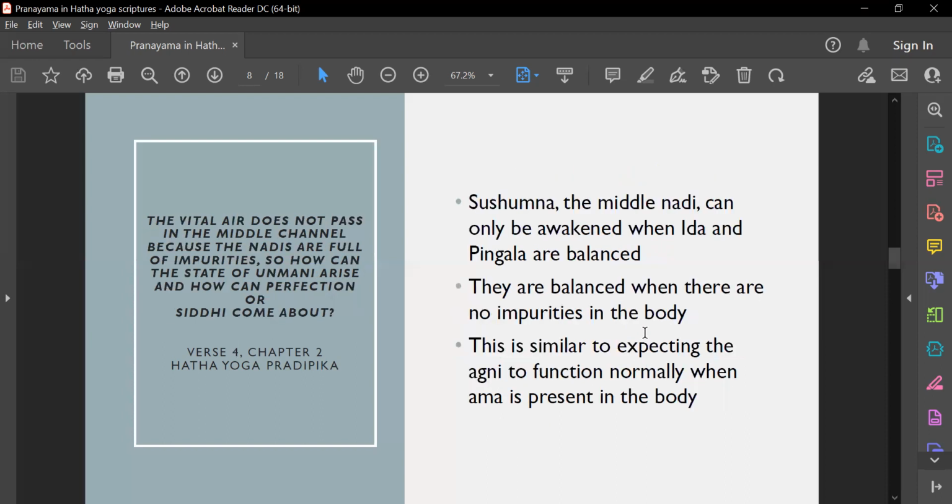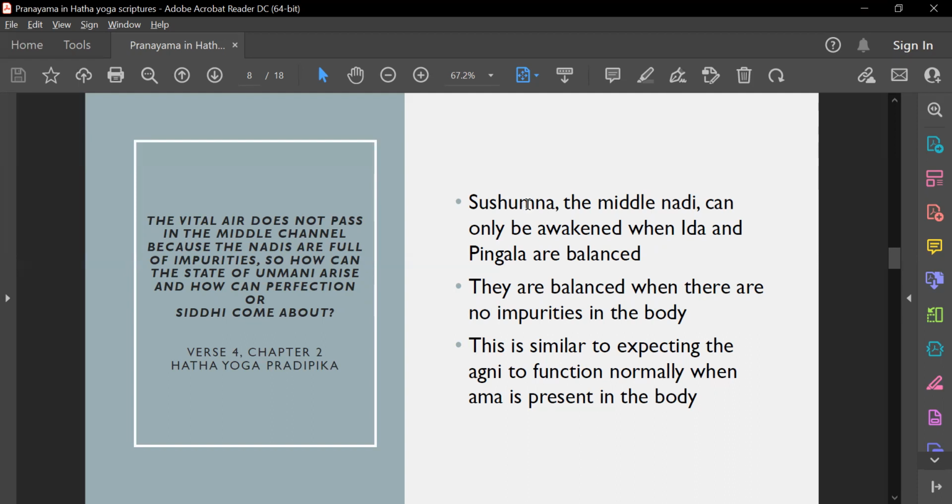of these practices. There is one more verse in Hatha Yoga Pradipika, which says the vital air does not pass in the middle channel because the nadis are full of impurities. So how can the state of unmani rise, and how can perfection or siddhi come about? So the middle channel, when they talk about middle channel, it is the Sushumna.